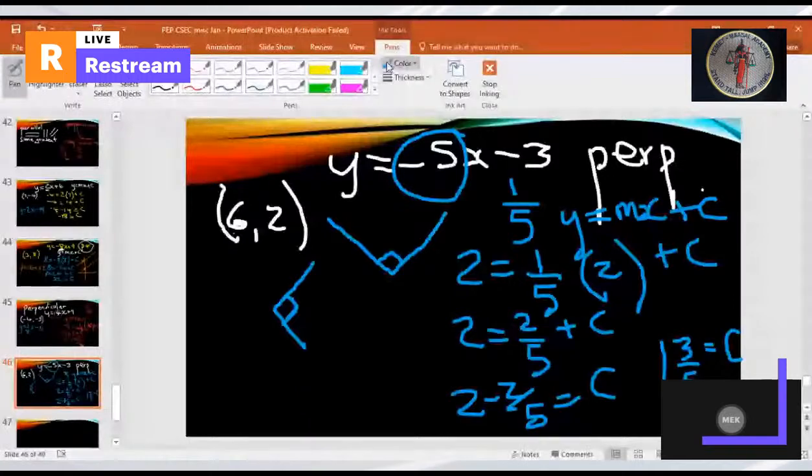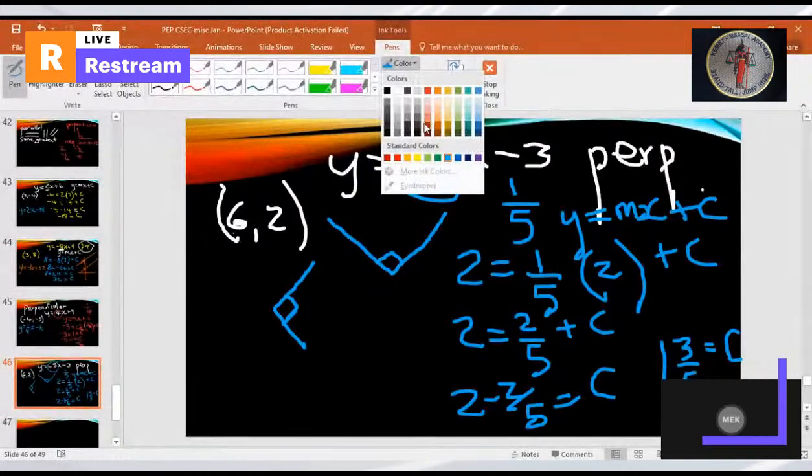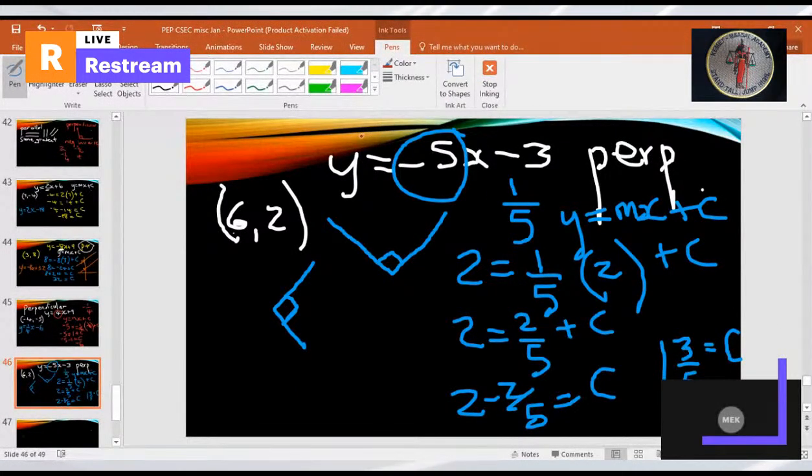So we write back the equation. y is equal to the gradient, which is 1/5 for this line since it's perpendicular to this one, so 1/5 x plus c, which is 4/5.